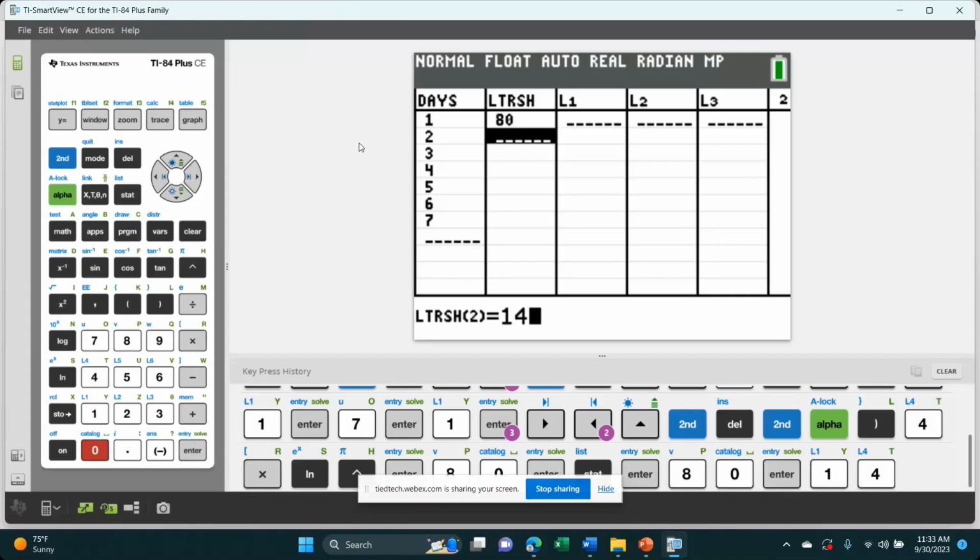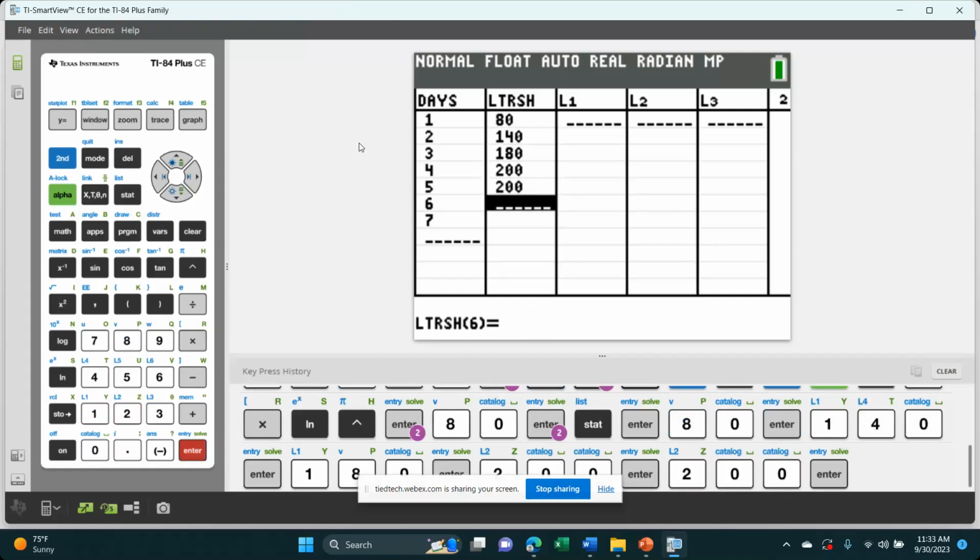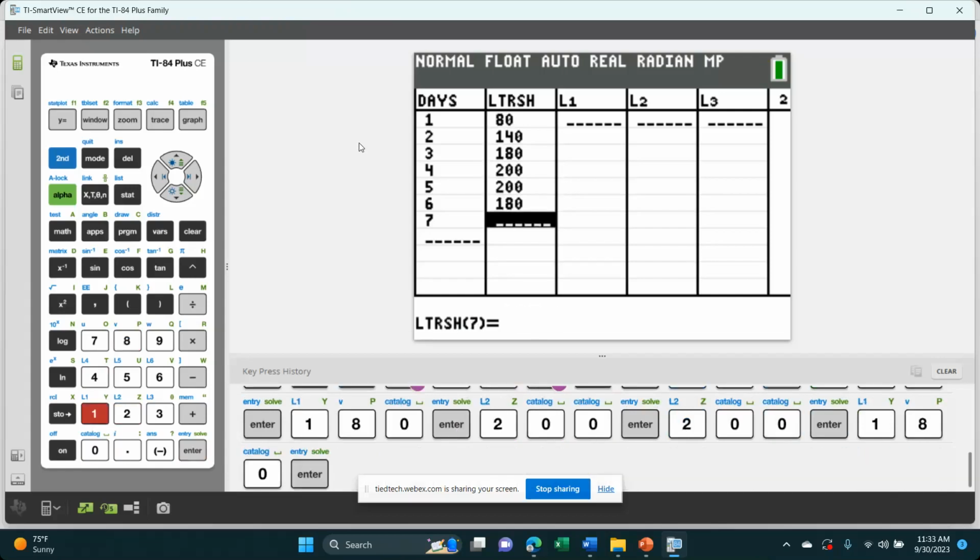Then we had 140 pounds left the second day. The third day, according to Debbie's calculations, was 180, then 200. And then we reached 200 again on the 5th day. Then we started to see a little bit of a decrease. So we start to see some patterns there. At this point, the students could continue that recursive process and get to a stage where they could tell if the trash remaining was going to reach 0.